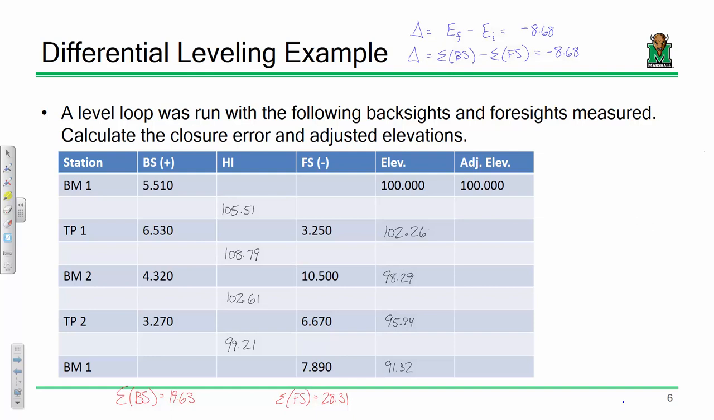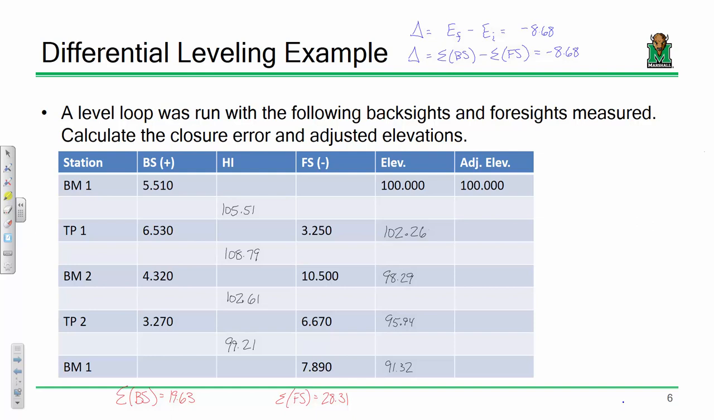Boom. Right? Now, what happens in the real world is error. You're going to get error in a survey. It is what it is. Not holding the rod perfectly level, sight errors, whatever. There's oodles of reasons why you could have an error that you need to account for. So we're going to adjust this survey based on the observed error. So our error is 8.68.